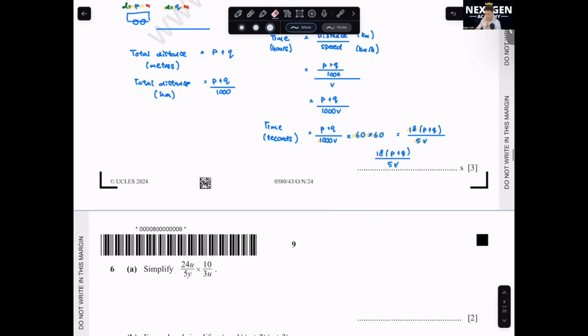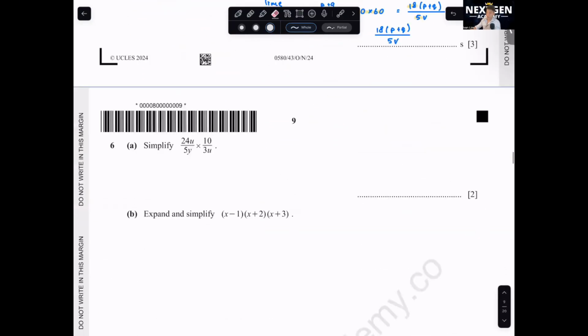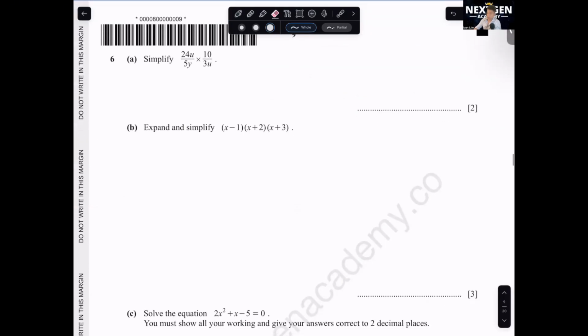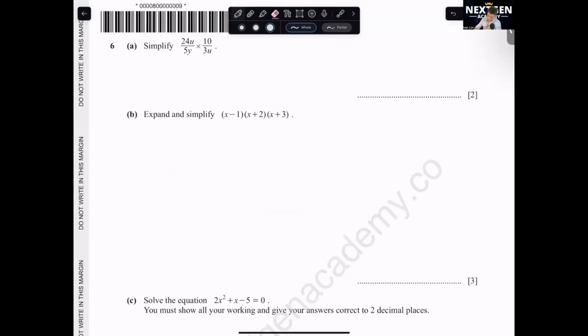Let's go. Last one. Simplify this value. Okay, so simplify. 2 marks only. 24 and 3. This one we will get 8. And here 1, 2. Okay, then U. 8 times 2, then over Y. 8 times 2 over Y, which is 16 over Y.